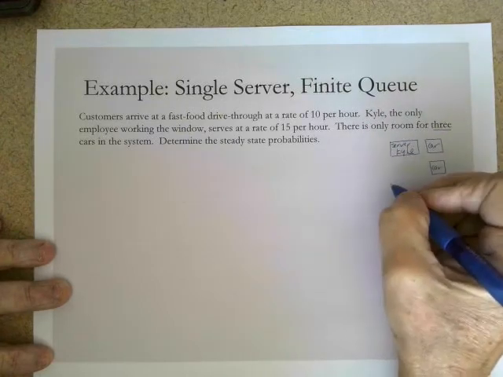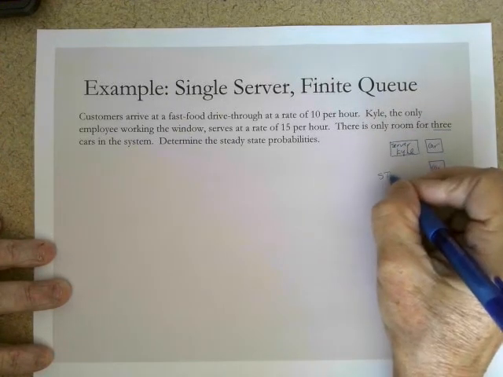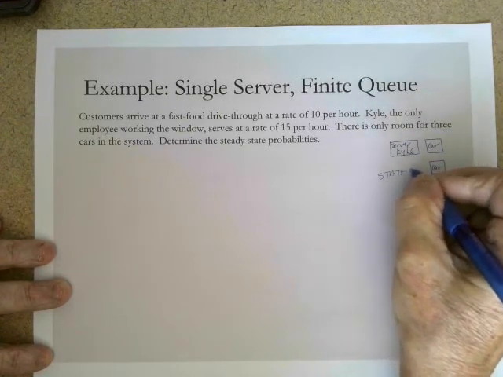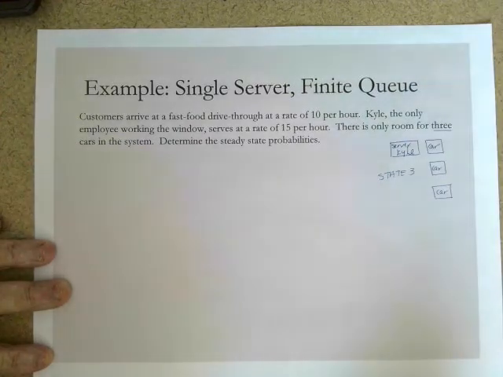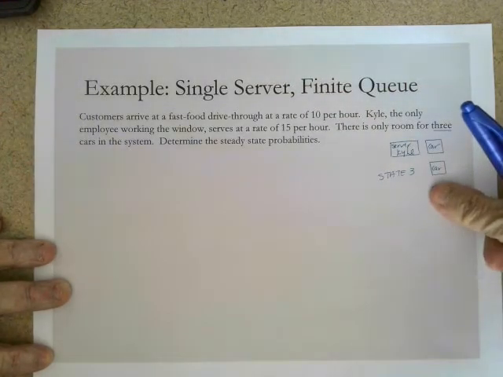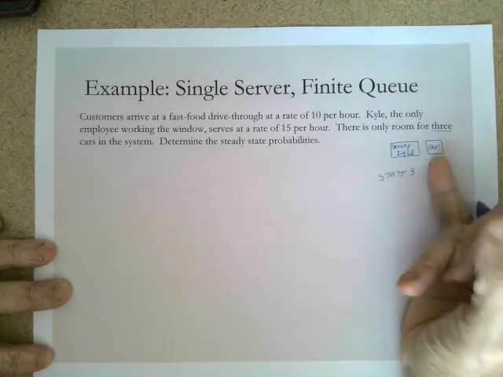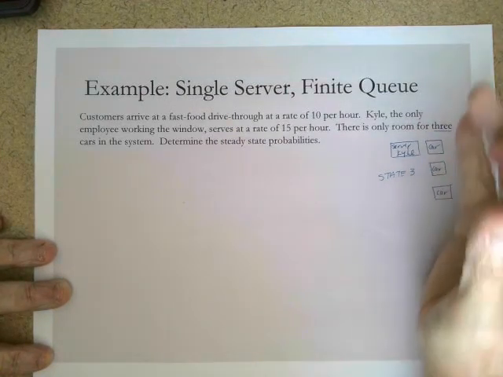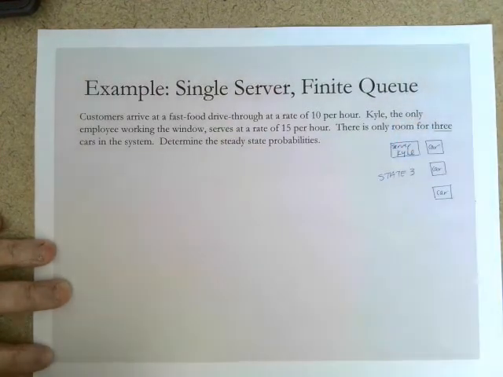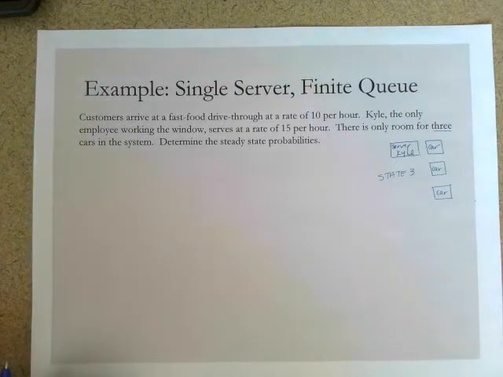So right here, we see that this would be state 3. We could be in state 2. We could be in state 1. We could be in state 0. So we have 4 possible states for this simple little system.